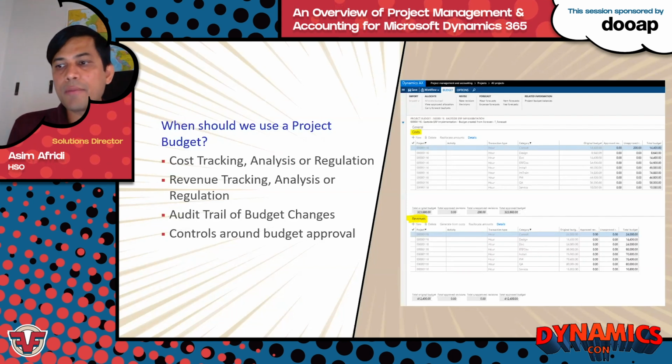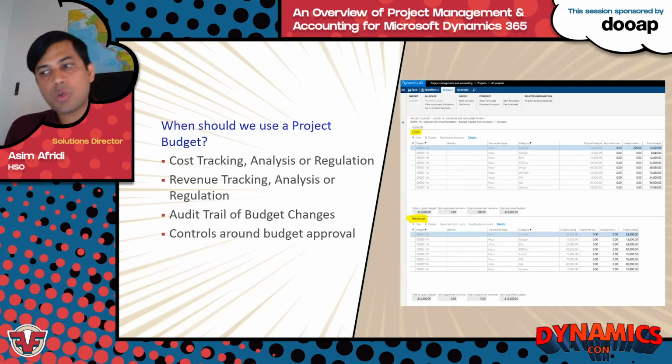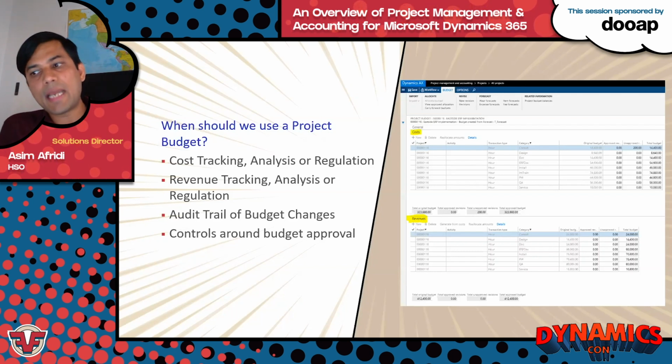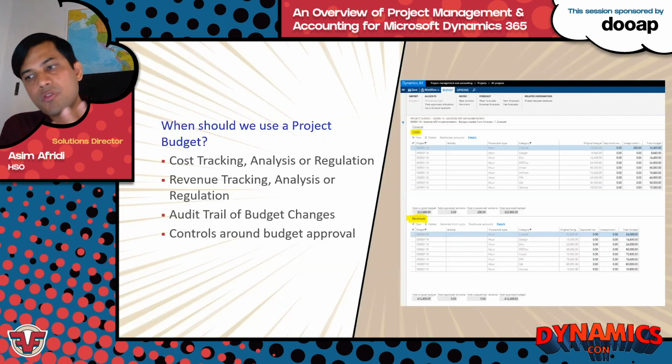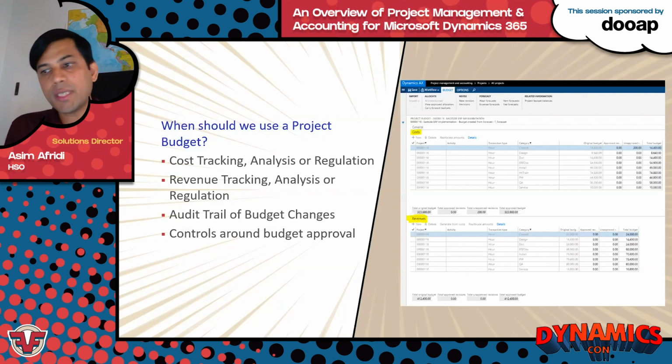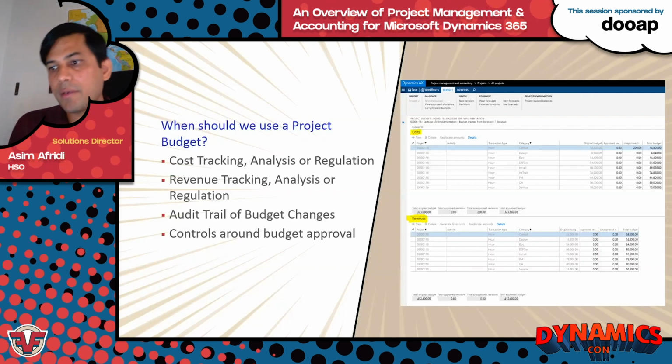So if you're looking to track costs, analyze costs, or even regulate costs on a particular project, that's a good example of when you should use a project budget. And the same goes for the revenue side. In case you are tracking and budgeting revenues, or forecasting revenues on a particular project, that's where you should be using the project budgets on the revenue side.